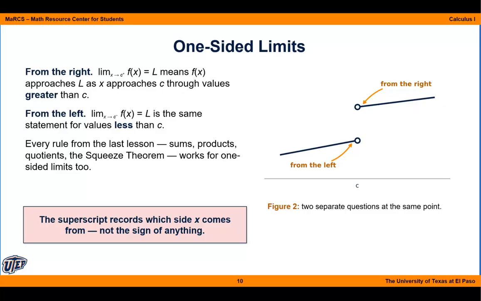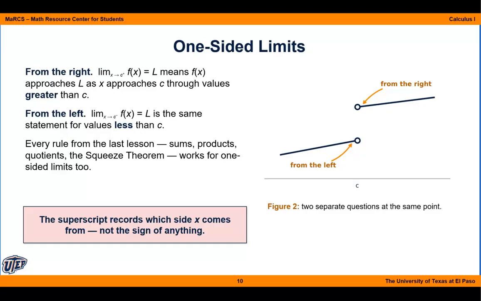Sometimes we need to examine only one side of a point. A right-hand limit describes the value approached when the input moves towards the point through values on its right. On the graph, we follow the right-hand branch toward the point. A left-hand limit describes the value approached through inputs on the left. We follow the left-hand branch toward that point.